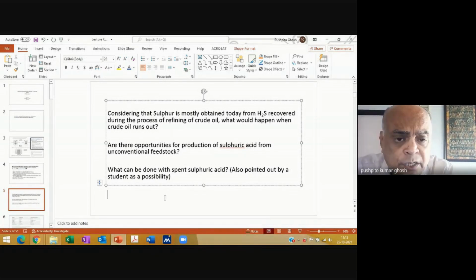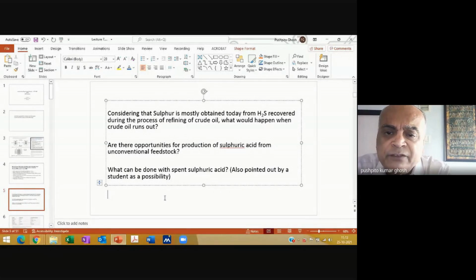I'll also put it down as a possibility pointed out by a student. Excellent. The beauty is, when you look at any problem from what we call cradle to grave, that is, in the beginning, the cradle, what do I have with me, which will be my feedstock, and after sulfuric acid has done its job, what happens to it? Where does it go? Obviously, people are not consuming sulfuric acid, so it must be ending up somewhere. The majority of it, you may not be able to recover.